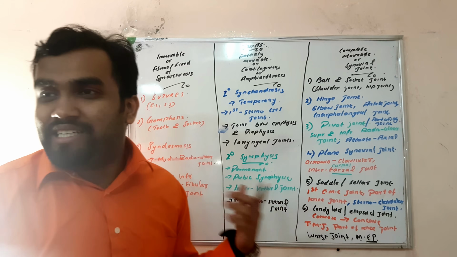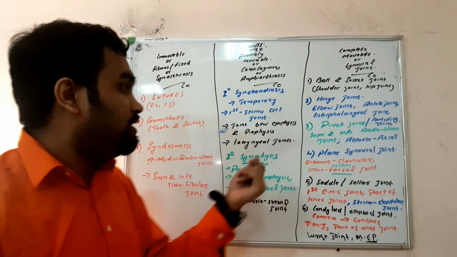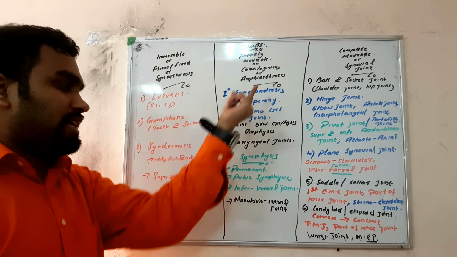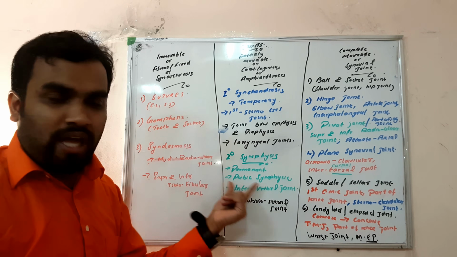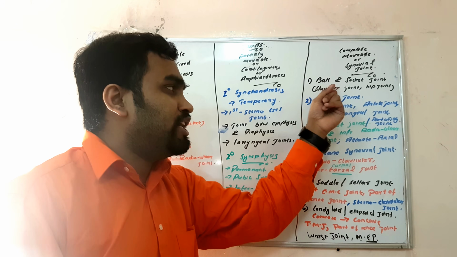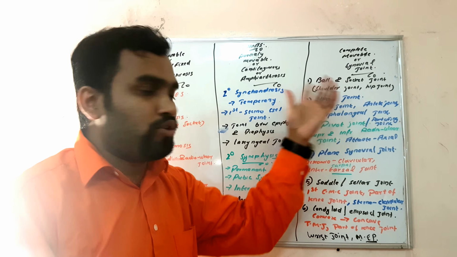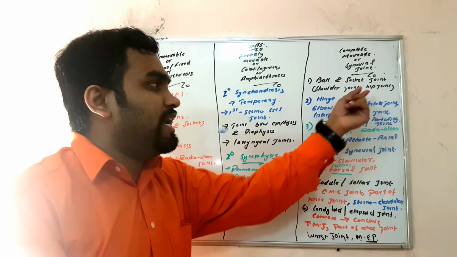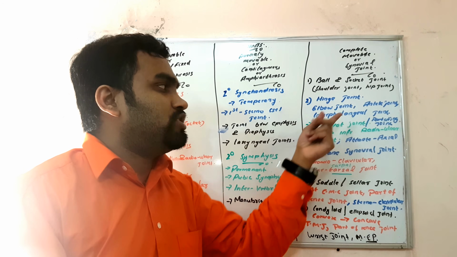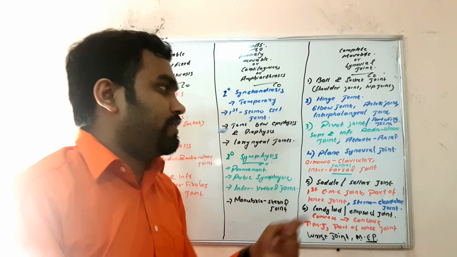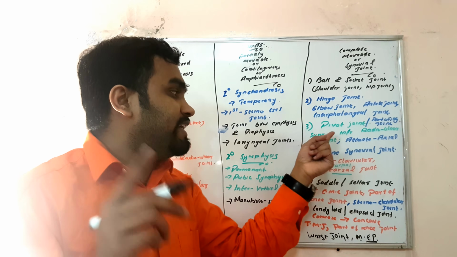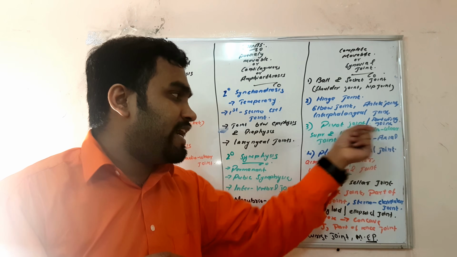See, it is very difficult to remember, right? You can study immovable very fast. Then cartilage is not that difficult, but remember, complete your synovial. Ball and socket is the shoulder and hip joint. In the shoulder joint we have maximum rotation; in the hip joint we can move. Hinge joint: elbow joint, ankle joint, interphalangeal joint. And pivot joint or rotating joint: that is the superior and inferior radioulnar joint.